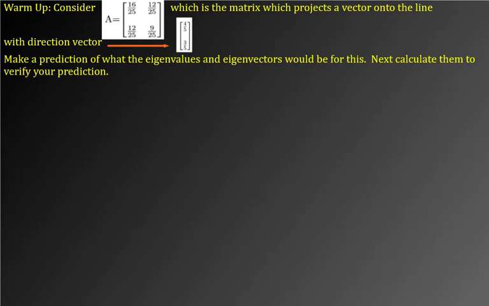To start off, this matrix right here is the matrix that projects a vector onto a line with direction vector 4/5, comma 3/5. Let's just draw it really quick. So let's say that's 4/5, and then that's 3/5. We're talking about projecting things onto that line.